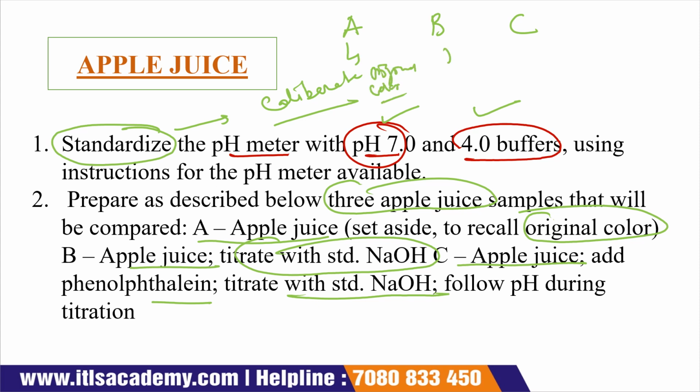Okay, B is titrated with NaOH, and C, after addition of phenolphthalein indicator, is titrated, then after that titrated with NaOH. Okay, so after that we have to find out the pH.